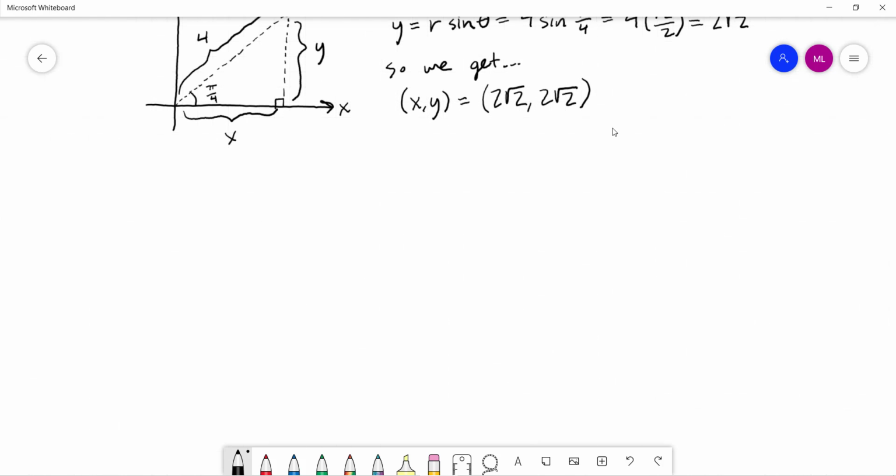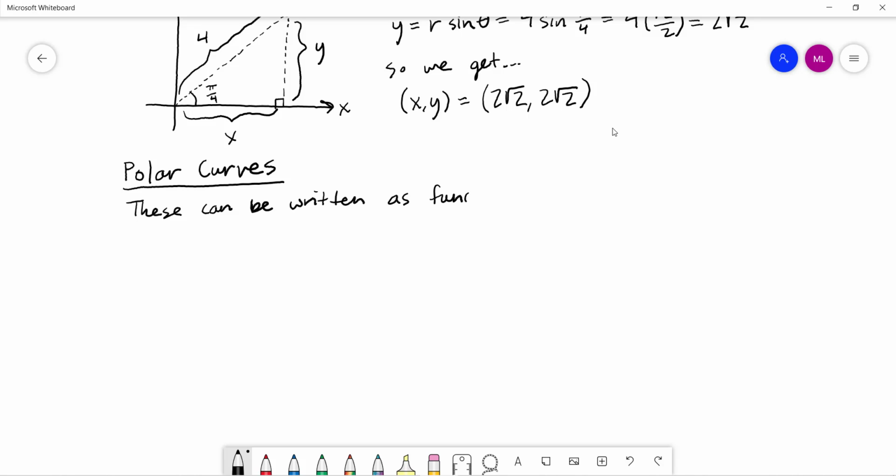Okay, so how are we going to use it? We're going to use these by looking often at things that we'll call polar curves. And we want to be able to deal with the geometry related to these polar curves and eventually do calculus on these polar curves. So these can be written, if we're dealing with a polar curve, as functions. Hopefully, more often than not, they'll be able to be written as functions that look like this. R equals some function of theta.